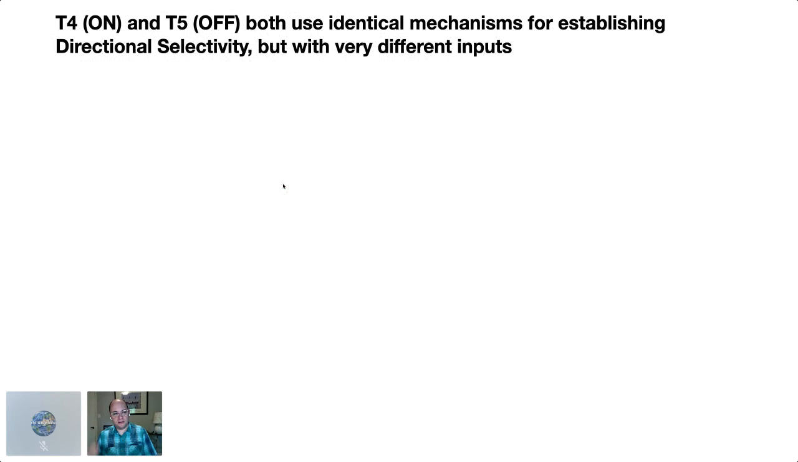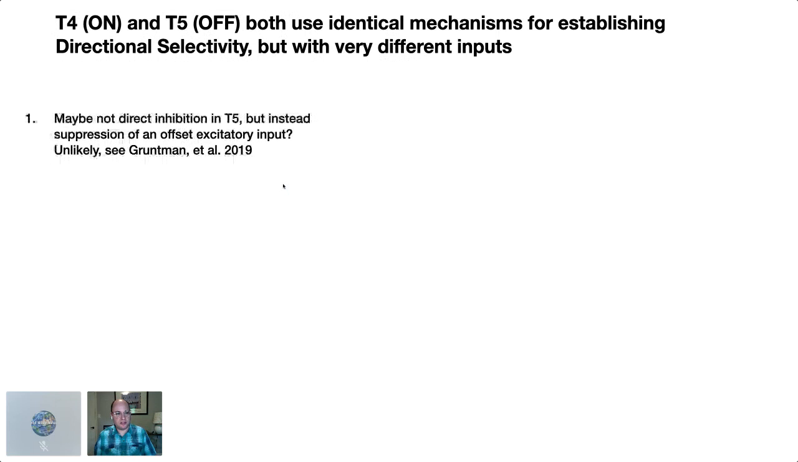And so we have a long and interesting treatment of this in the recently published paper. So I'm just going to lay out that there's a little bit of ambiguity here. I don't actually know what the right answer is, but I just wanted to mention how we're thinking about this now. So there are a few possibilities. One is just that maybe it's not direct inhibition in T5. Instead, what if you have some tonic inhibition that the neuron gets, in a stimulus independent way? And as the stimulus sweeps through, what we get is actually the suppression of an offset excitatory input, so something that happens upstream. So that is possible. And so we've handled that with modeling, but it seems unlikely.